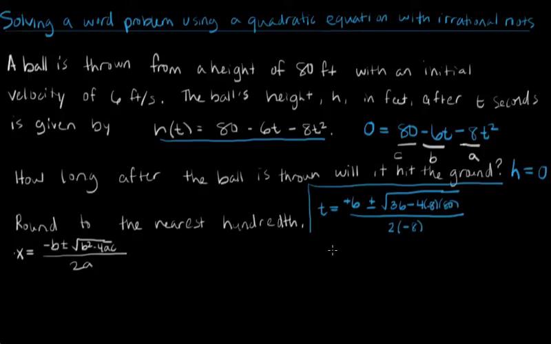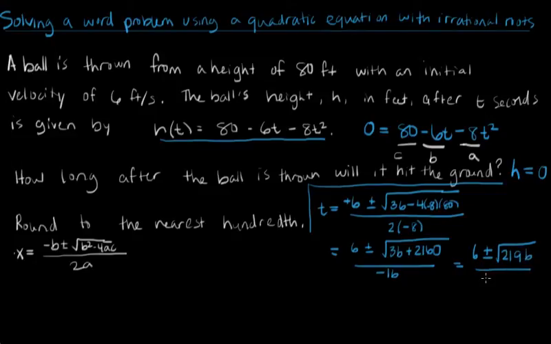Okay, so now this is equal to 6 plus or minus the square root of 36. Now 8 times 80 is 640, times 4 is 2,560, and it's going to be positive because we have a negative times a negative. So 36 plus 2,560 all over negative 16. Okay, so this is going to be 6 plus or minus the square root of 2,596 all over negative 16.